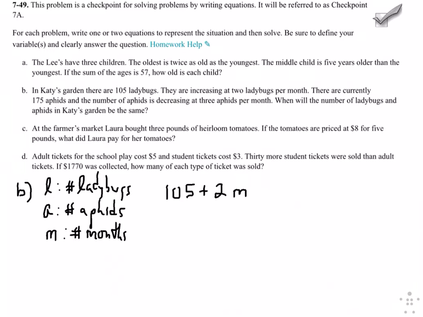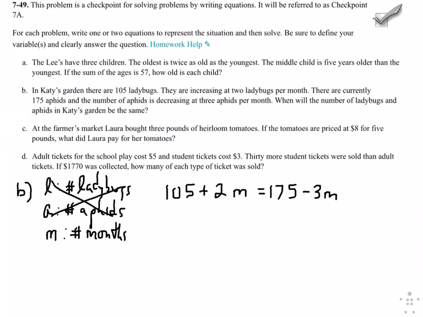Let's see. And there are currently 175 aphids. We want to know when these will be equal. And they're decreasing at 3 per month, minus 3 per month. When will the number of ladybugs and aphids in Katie's garden be the same? Okay, so in this case, we don't even need the L and the A, right? We just need the M, right? So I could get rid of those. So now we would solve, right?